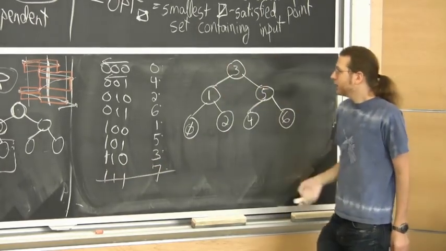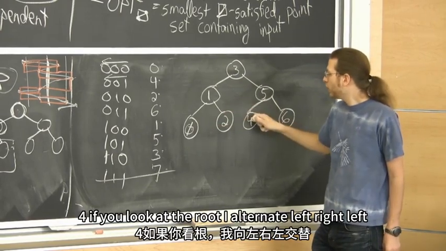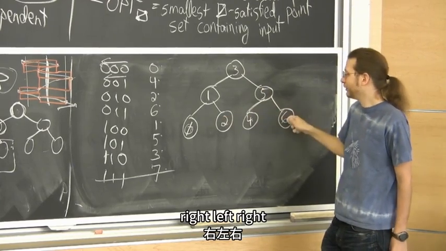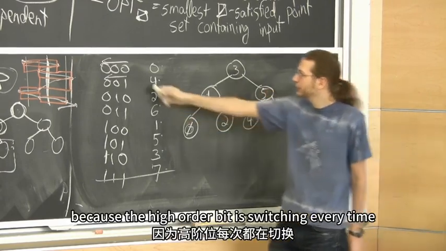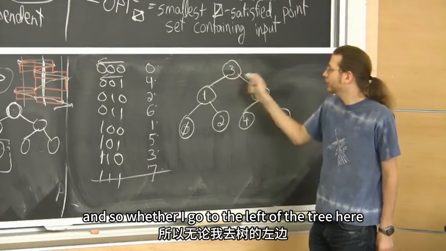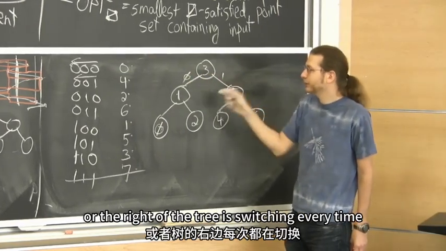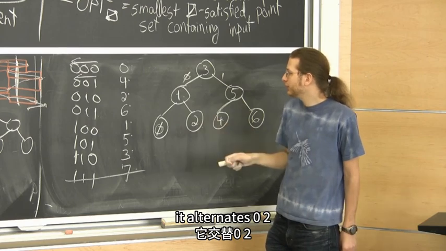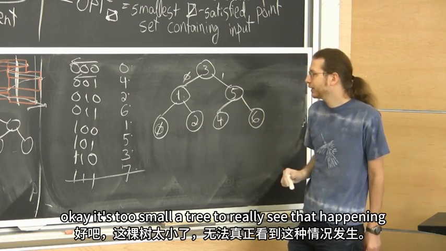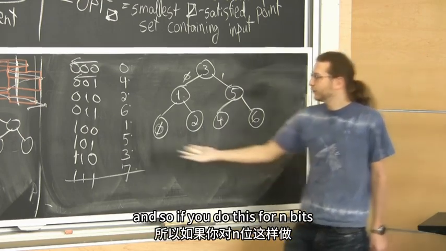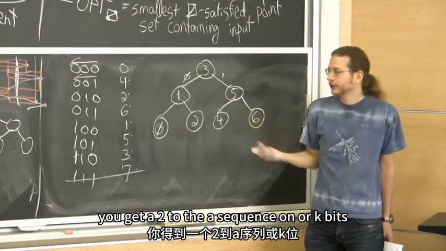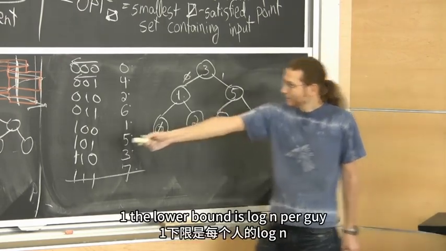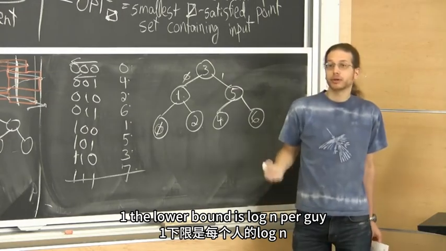I do 0, 4. If you look at the root, I alternate left, right, left, right, left, right, because the high order bit is switching every time. And so whether I go to the left of the tree here or the right of the tree is switching every time. And also if you look in any subtree, like when I'm accessing things within the subtree of 1, it alternates 0, 2. It's too small a tree to really see that happening, but it's true. And so if you do this for k bits, n equals 2 to the k roughly, Wilbur 1, the lower bound, is log n per access.